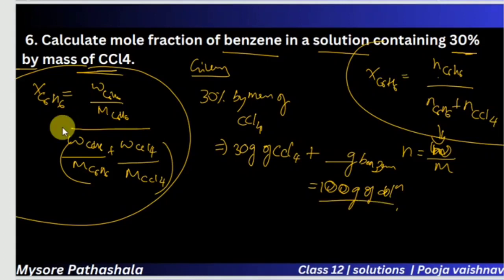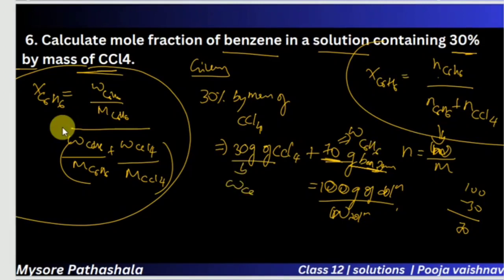So this is the mass of solution. I need to subtract, right? 100 minus 30, so that is 70. 70 gram of benzene. It means this is the mass of benzene. This is the mass of CCl4. So now I can easily substitute here: mass of benzene, mass of CCl4.